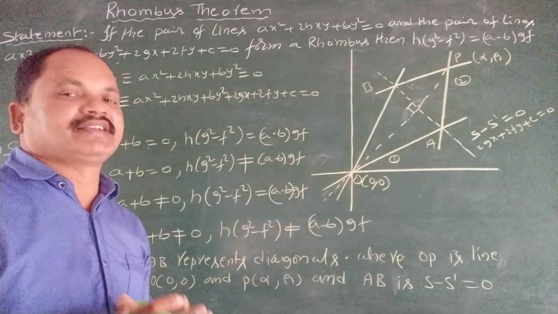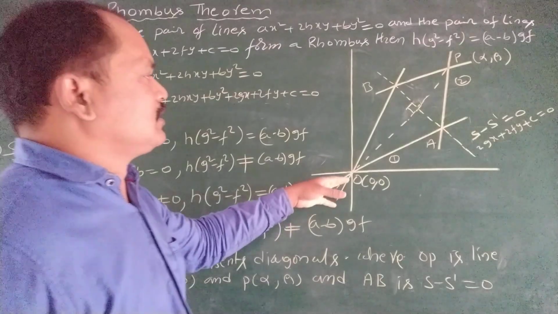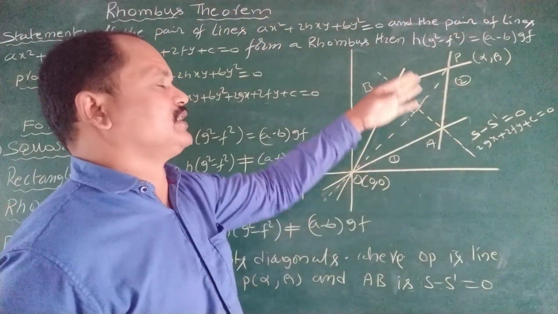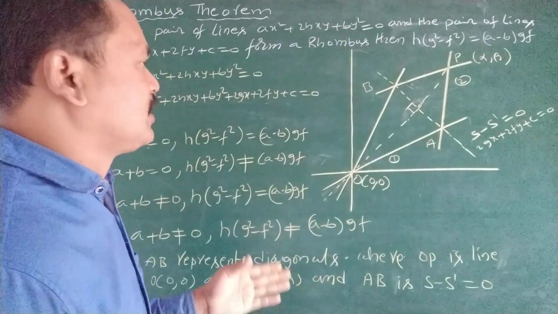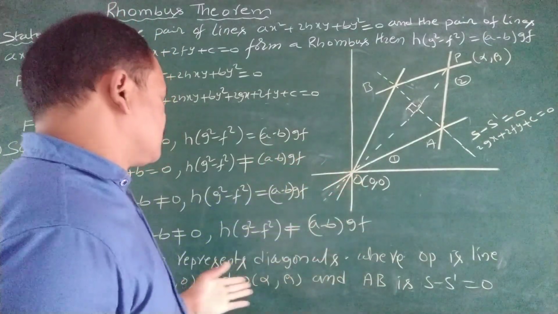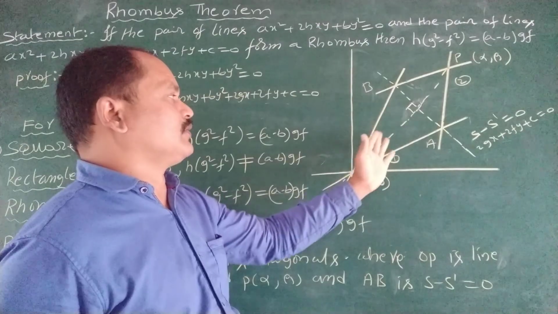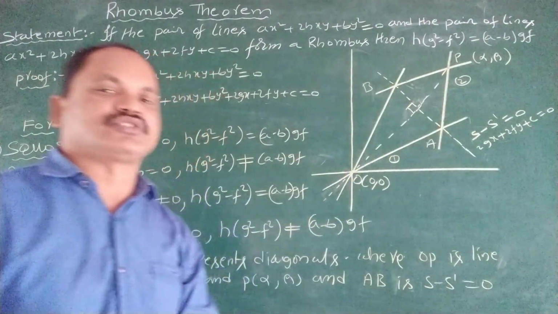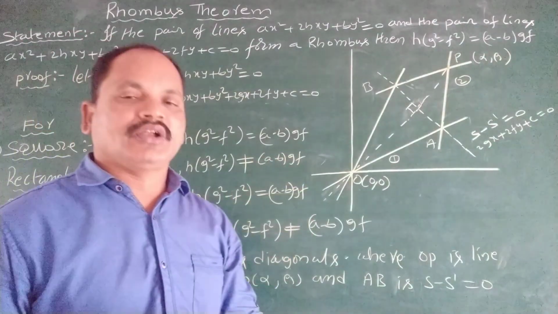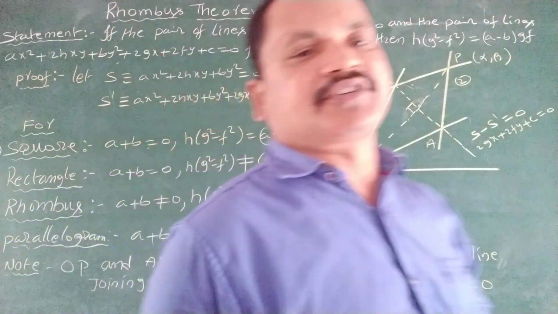From the diagram, OP and AB represent the diagonals. OP joins the origin and the point of intersection of the non-homogeneous pair of lines, that is P(α, β), and AB is the other diagonal. That means the difference of these two, S − S' = 0, is the difference of the pair of lines. Now we are going to the questions on the concept.